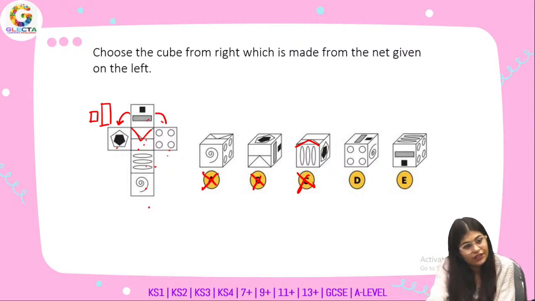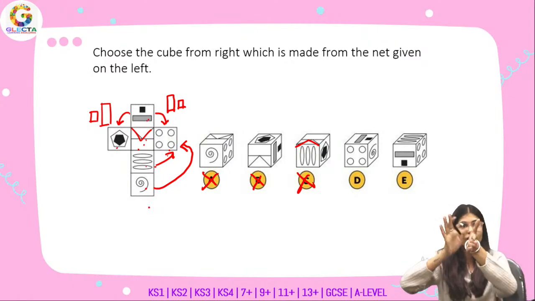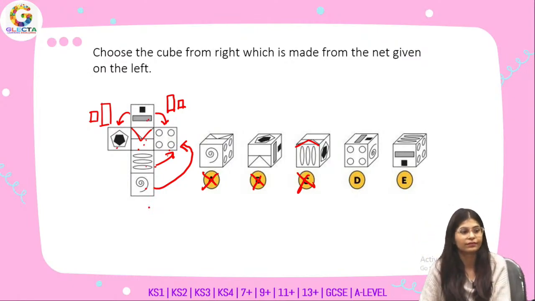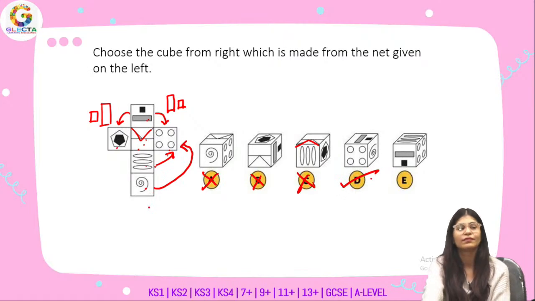Let's touch them first. If you touch them, it will come like this and this on the top of my 4 squares, correct? Once this is done, bring this one here and bring this one on the side. Again, fold it and rotate it. Get it? So, that's how you're going to get D. So, the answer to this question is D.